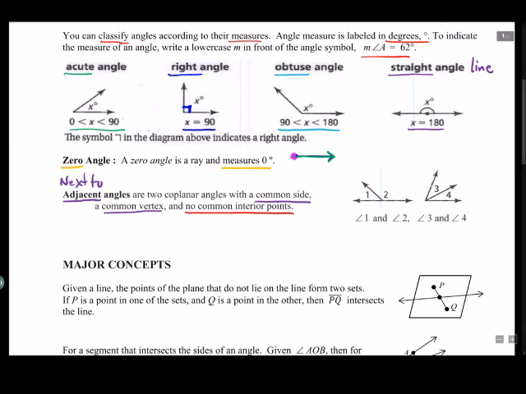So let's take a look at our diagram. Angle 1 and angle 2 are adjacent angles. They have a common vertex, a common side, and no common interior points. They do not overlap. Angle 3 and 4 are the same way. They have a common vertex, a common side, and they are separate angles. They share a vertex and a side, but no other points.